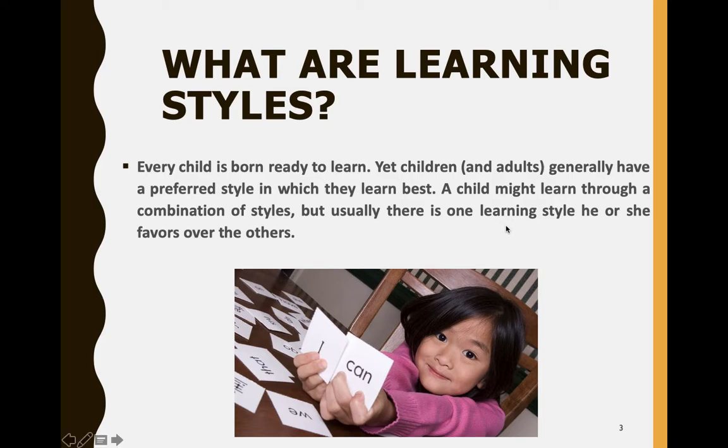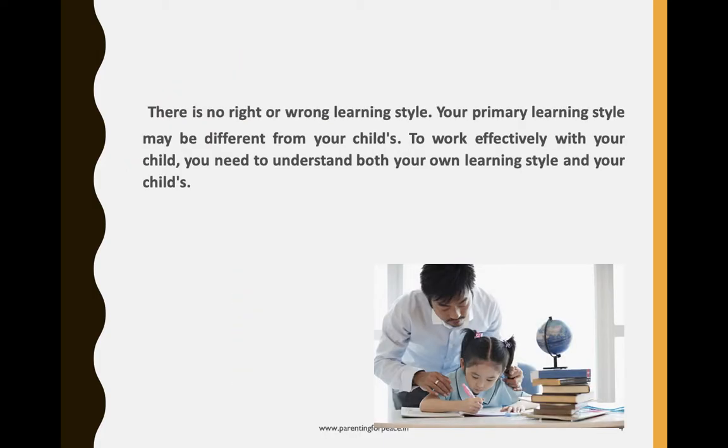Maybe a child or a learner might learn through a combination of styles, but usually there is one learning style he or she favors over the others. So the common understanding is that sometimes learners have some dominant learning styles, but the most typical case is that a learner has one dominant learning style.